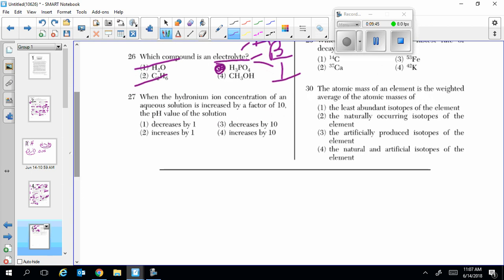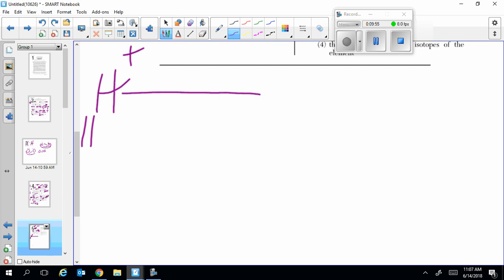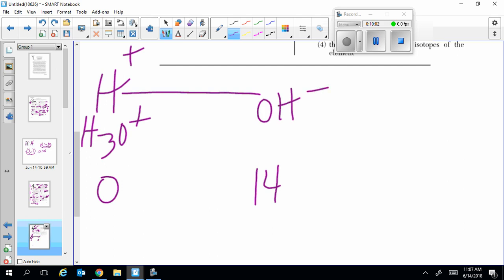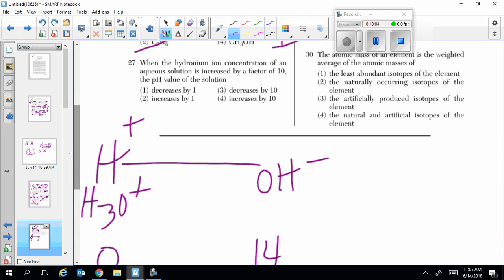When the hydronium ion concentration of a solution is increased by a factor of 10, the pH... Okay, down here are my H pluses, or hydronium means H3O+. So this is down at 0. Over here at 14, this is where my OH minuses are the greatest. So if I increase it by a factor of 10, that means I'm going down the pH scale by 1 number. So it decreases by 1.